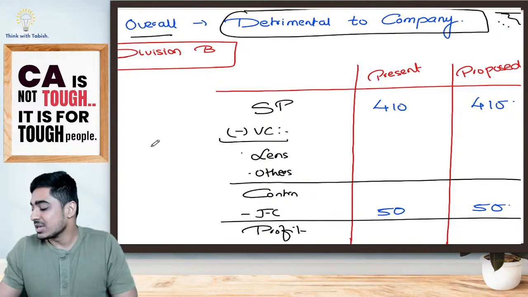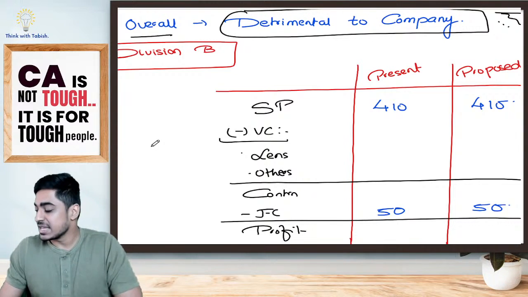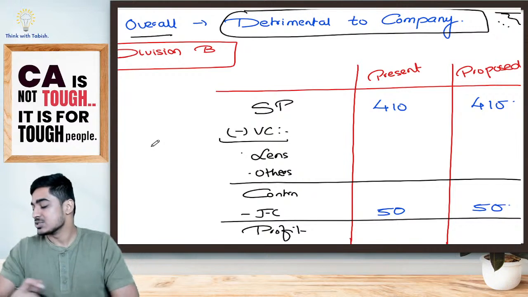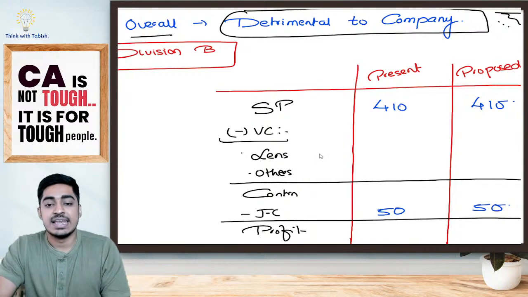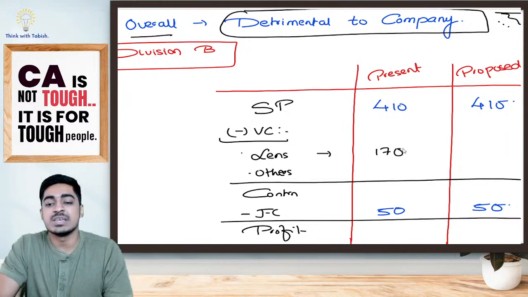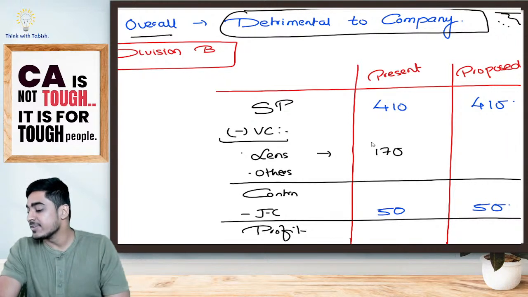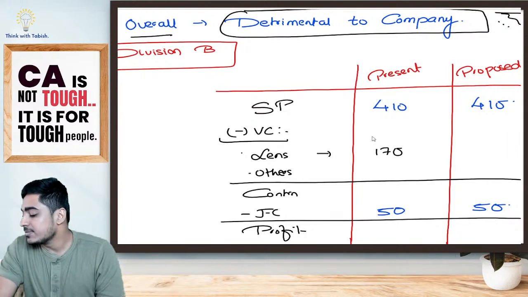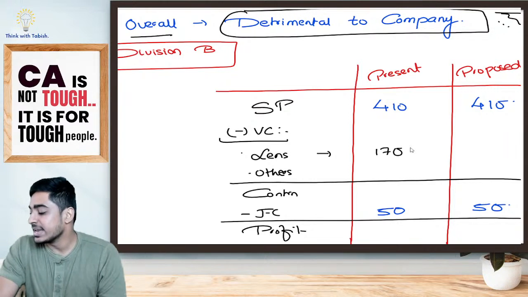Present case, look at this. The selling price is 410 rupees. What all costs do we have? Lens cost: at present, we were buying at 170 rupees. Other variable cost, what all did we have? 150 and 30, 180 rupees we had.